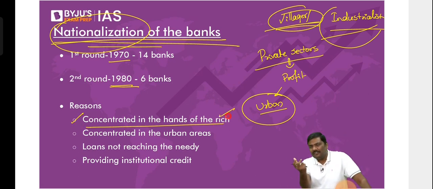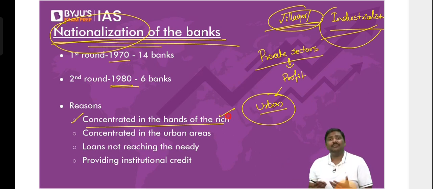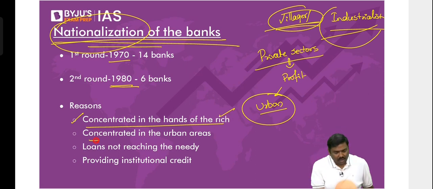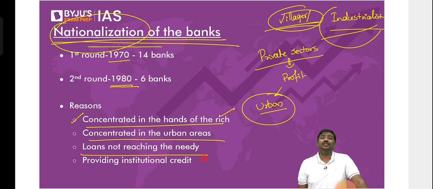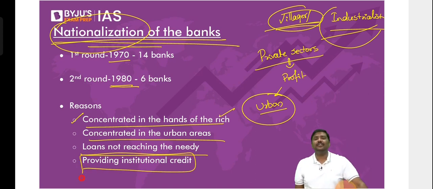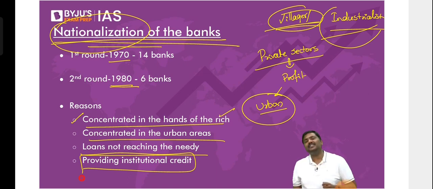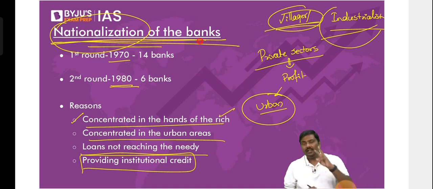That is, the banks were available in more and more urban cities. The private sector was owning them. The rich people used to get a lot of loans. What about the poor people? They used to find it very difficult to get loans. Loans were concentrated in urban areas and were not reaching the needy people, farmers, poor households, etc. Getting access to institutional credit was very difficult because many times these institutions were not available in rural parts. So, citing many of these reasons, the Government of India stated, let me go for nationalization of the banking sector.